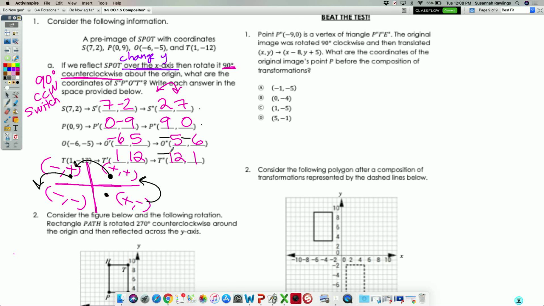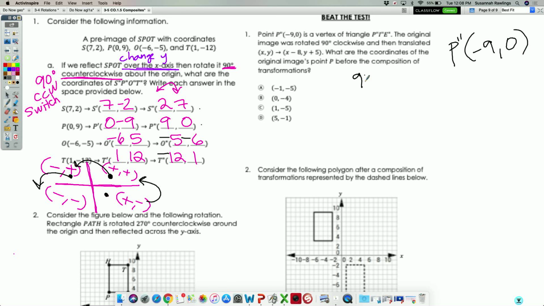So it says point P double prime is negative 9, 0. I'm just going to kind of make myself some notes as I'm looking through this. Okay, a lot of the geometry EOC is like a reading test. Sometimes they're long questions, and that's the hardest part for some people. Okay, so that's one of my points. It says the original image was rotated 90 degrees clockwise and then translated with that following rule. I'm just going to write that off to the side.